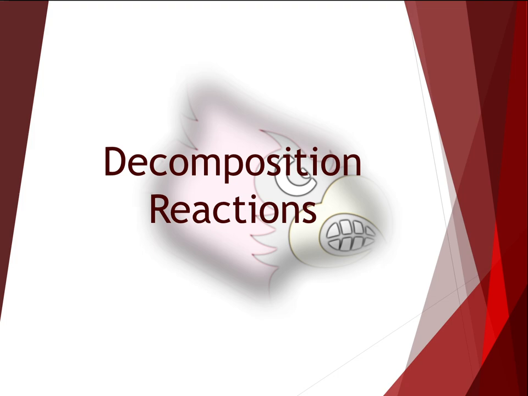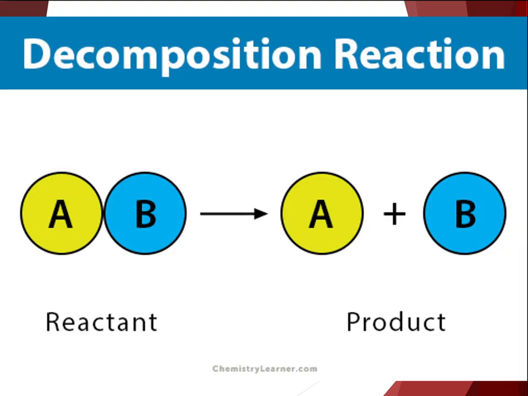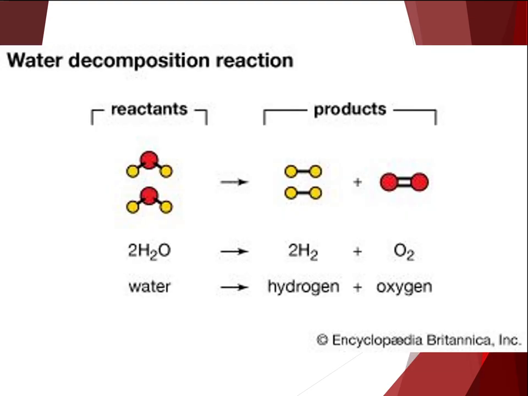Decomposition reactions. In a decomposition reaction, a single compound undergoes a reaction that produces 2 or more simpler substances. The products might be elements or less complex compounds, or a combination of elements and compounds. This type of reaction is represented by the following general equation. AB reacts to form A plus B. Again, A and B can be elements or compounds, but AB is a compound.